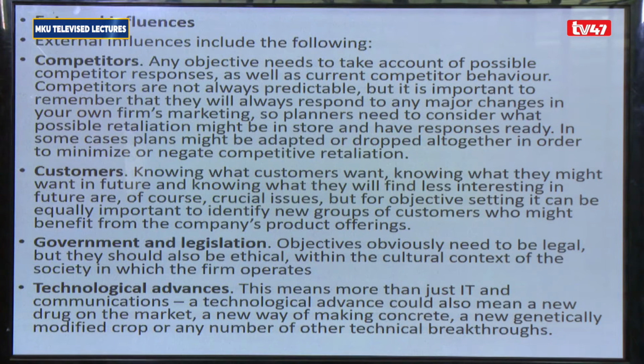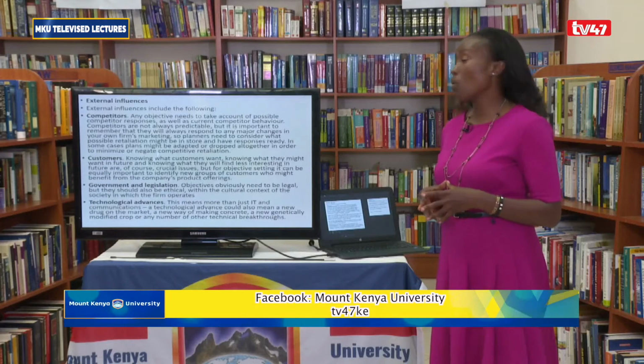Then another external influence is government and legislation. We have seen that government legislation can shut down a business. Government legislation has shut down the country, has shut down institutions of higher learning, has shut down schools. So you have to be very aware of that. And whatever objectives you set, they must be legal and ethical, and of course take into account the cultural context of where you're operating and the market in which you operate.